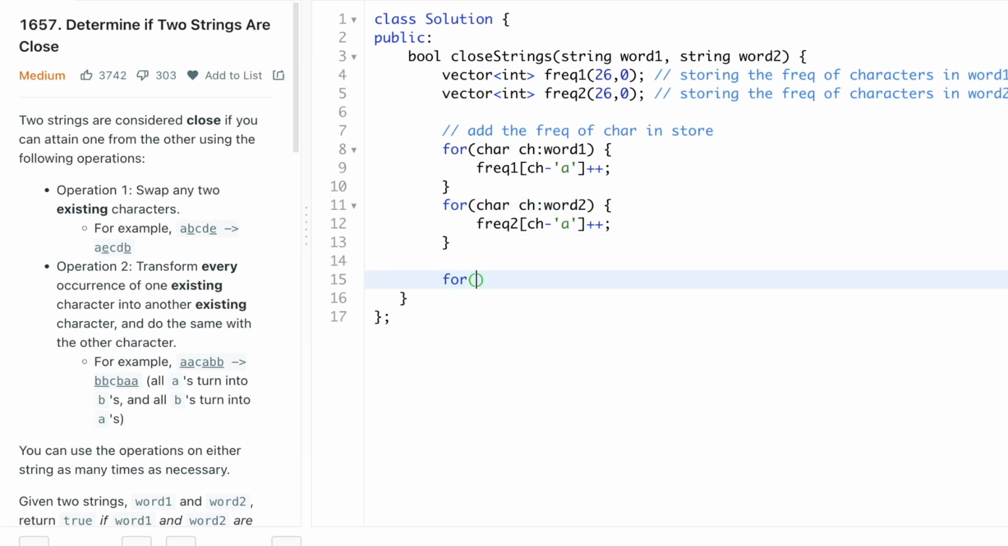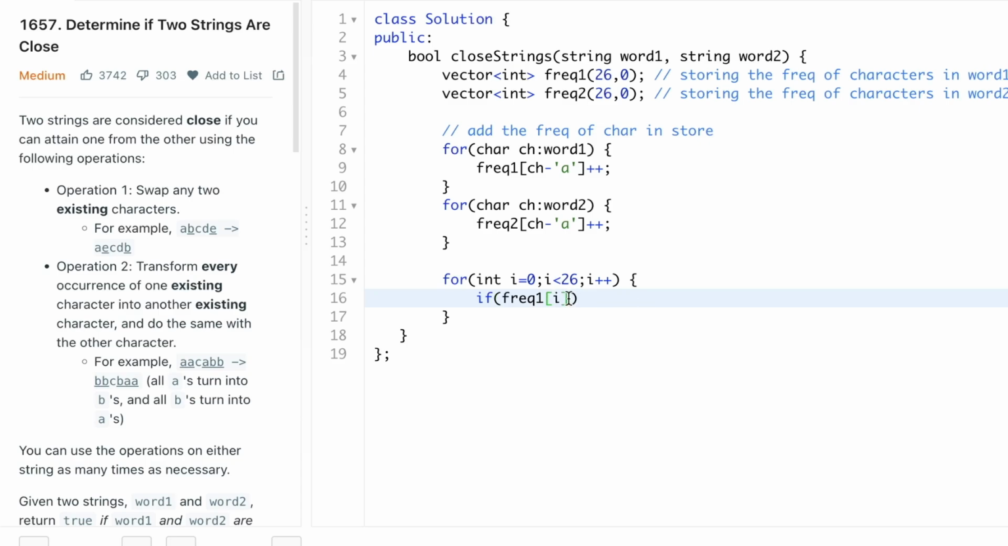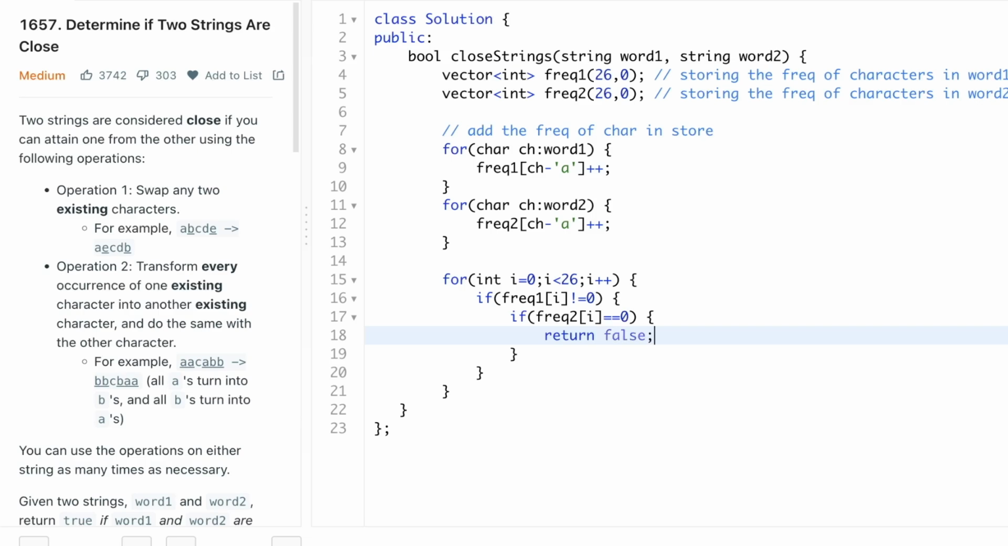Now we need to check before sorting, because sorting will cause that misplaced thing that we discussed. We need to check for all the characters that both strings have them, right? So if frequency 1 of ith is not equal to 0, that means we need to check frequency 2 of ith. If it is equal to 0, that means it is not present in the second string, so we can return false, right?